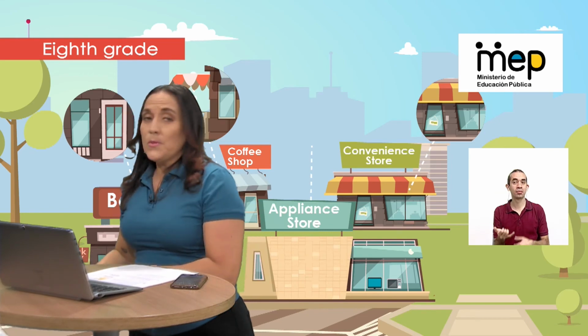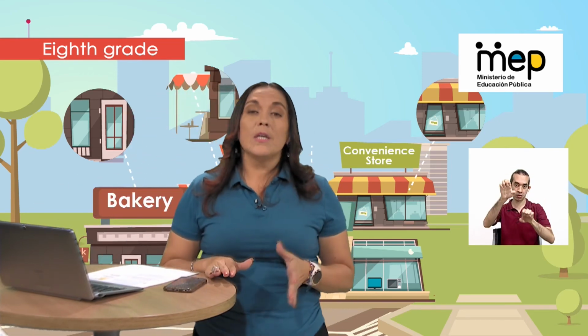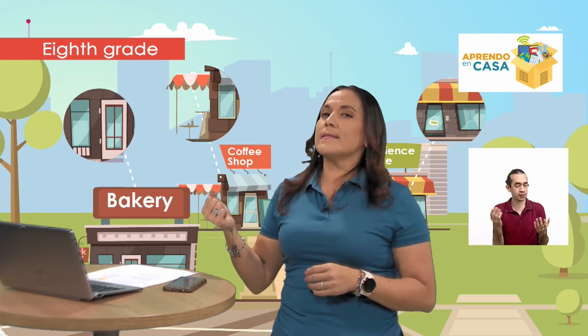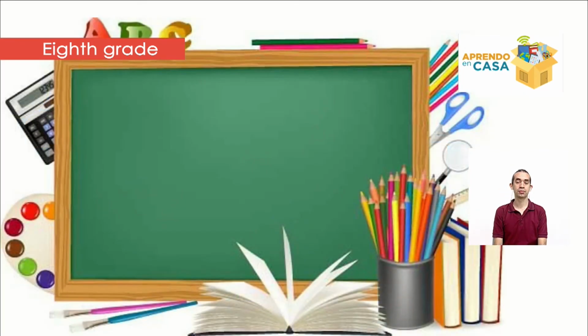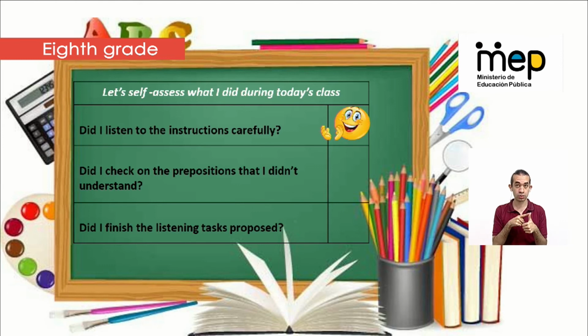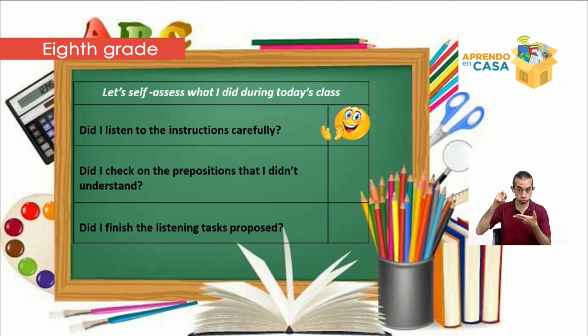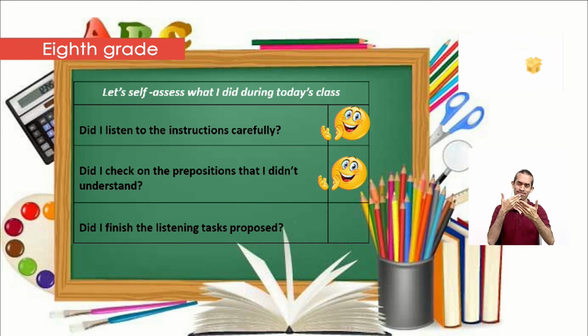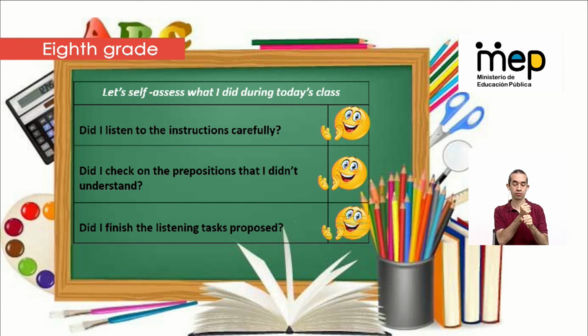Now, it's time to self-assess what we did during today's class. Let's see. Did you listen to the instructions carefully? Did you do that? Yes, very good. Good job, students. Now, did you check the prepositions that you didn't understand? Did you check all the prepositions you didn't know the meaning of? Excellent. You did it great. Very good. Now, did you finish the lesson and task proposed? Very good. You did it very well.